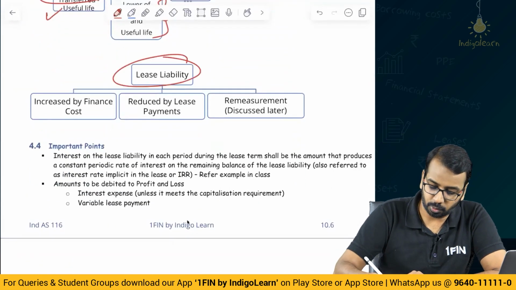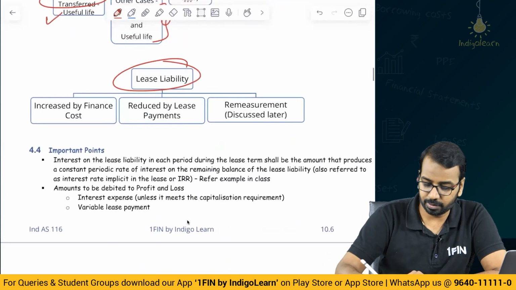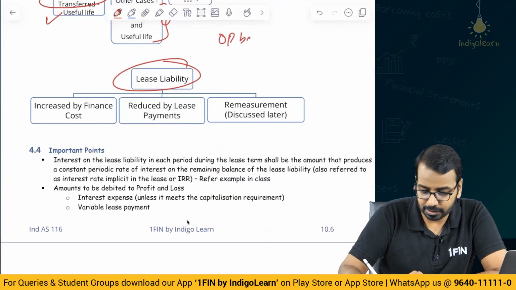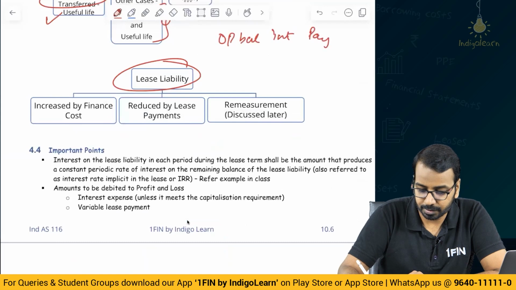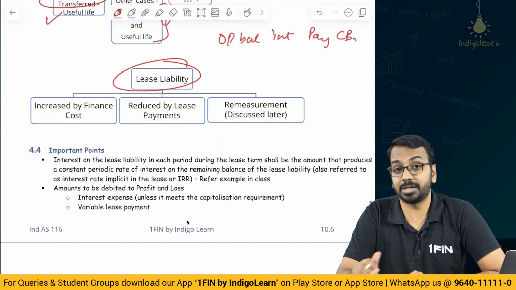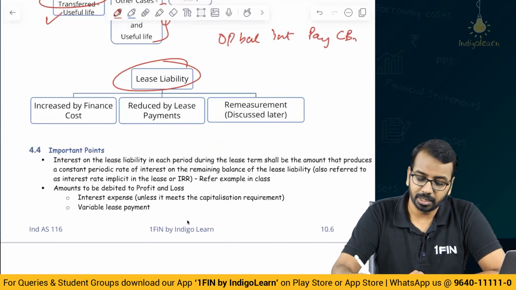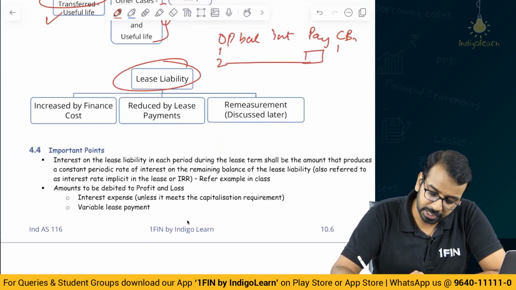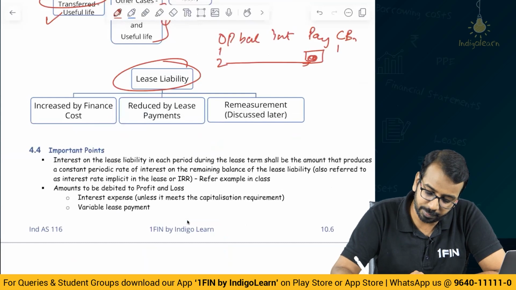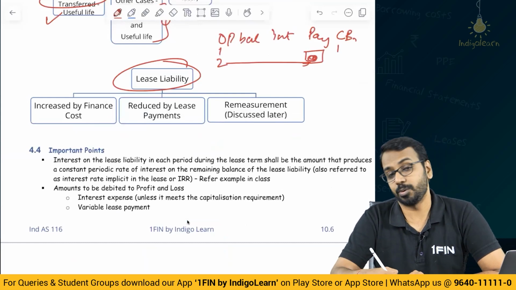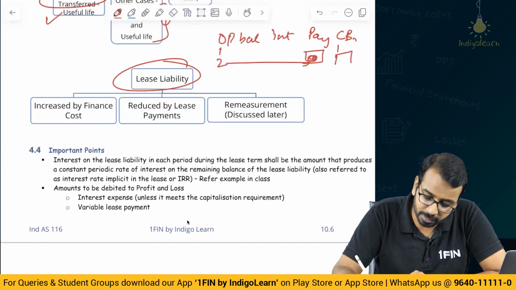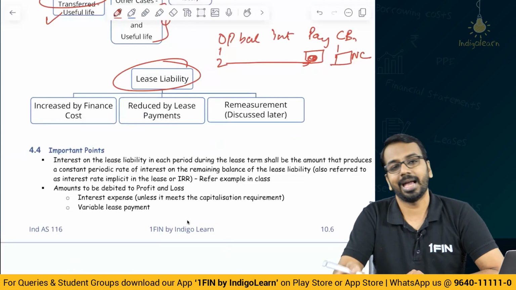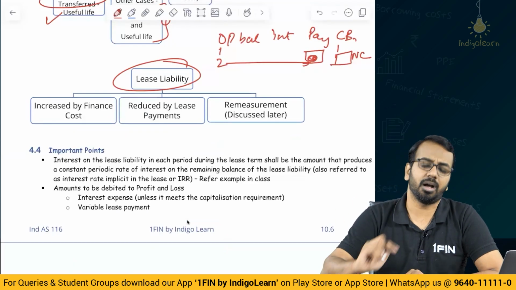For lease liability, basically what you will do is prepare a table. The table will have opening balance, interest, payment, closing balance. And there is also a requirement sometimes to classify between current and non-current. So what you can do is, let's say in year 1, year 2, whatever will be paid in year 2 will be current for year 1 and the balance will be non-current, or whatever is the closing balance of year 2 will be non-current and the balance will be current. That is how you can remember.